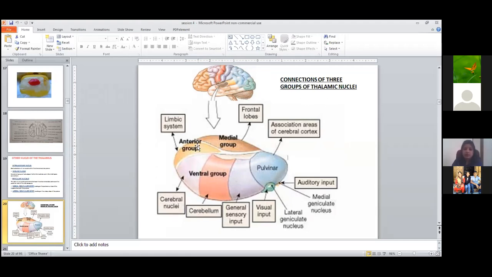So again I repeat, anterior group to the limbic system, medial group to the frontal lobe of the cerebral cortex, then pulvinar to the association areas of cerebral cortex, then medial geniculate body to the auditory, lateral geniculate body to the visual, then the ventro-posterior group to the general sensory input, and ventro-medial group to the cerebellum and cerebral nuclei.